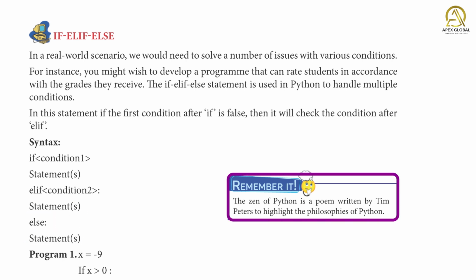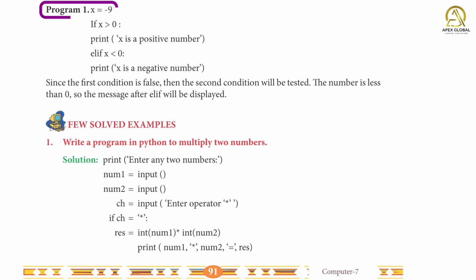Remember it. The Zen of Python is a poem written by Tim Peters to highlight the philosophies of Python. Program 1. x equals -9. If x is greater than 0, print x is a positive number. Elif x is smaller than 0, print x is a negative number.